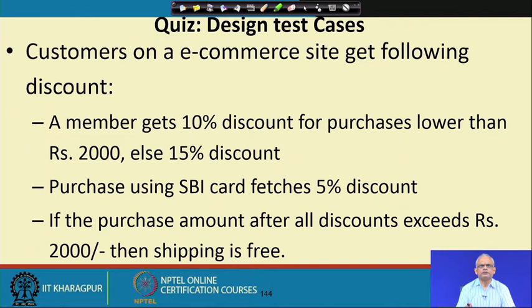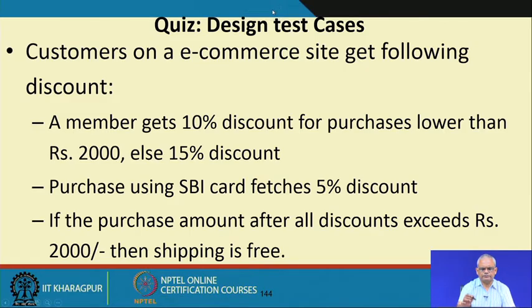Now, let us do a small quiz to design decision table based testing. Let us say the customer on an e-commerce site gets the following discount. A member of the site gets 10% discount for purchases lower than 2000. If he is not a member, and the purchase is more than 2000, he gets 15% discount. Purchase using the SBI card fetches 5% discount. If the purchase amount after all discounts exceeds 2000, then shipping is free. How do we design the decision table for this?